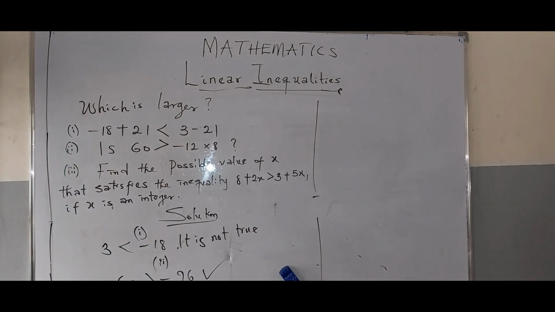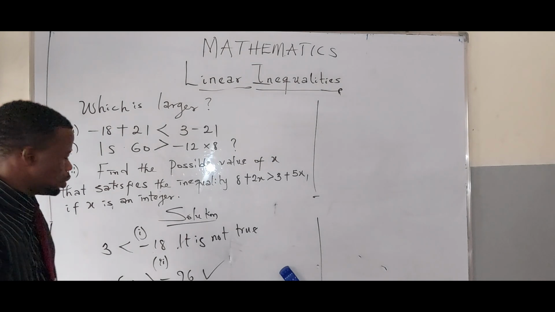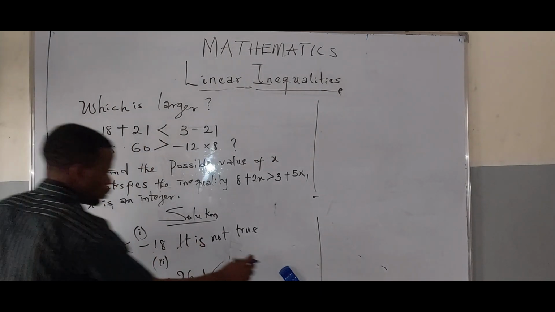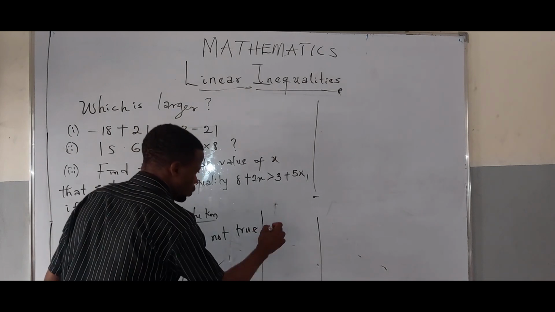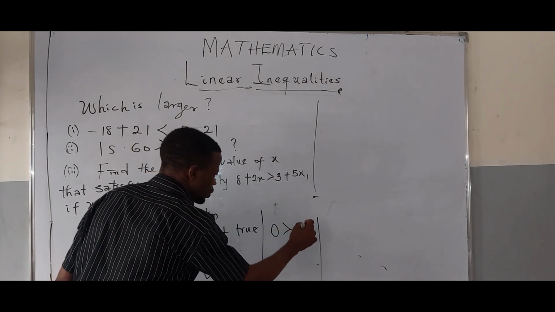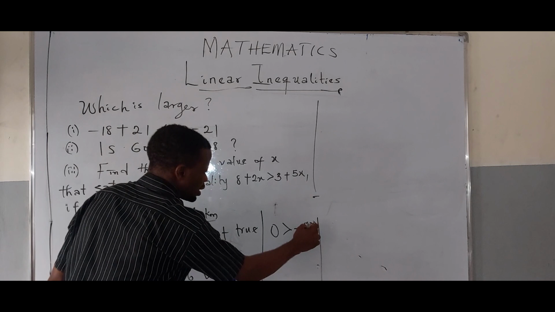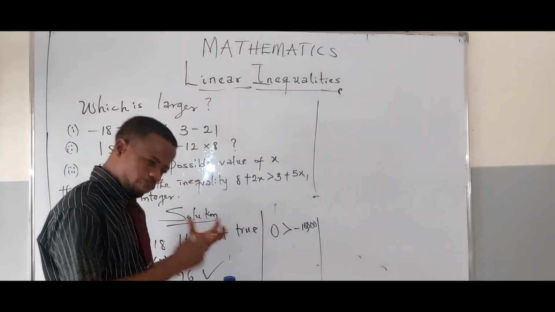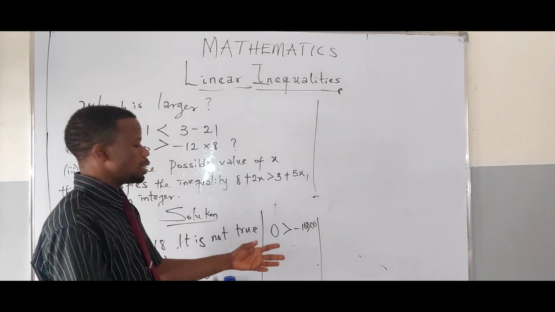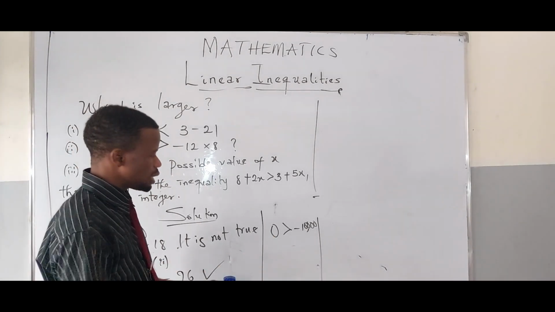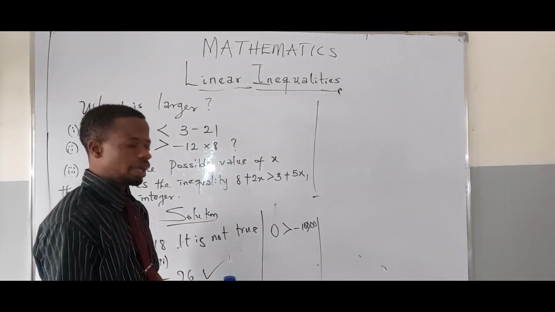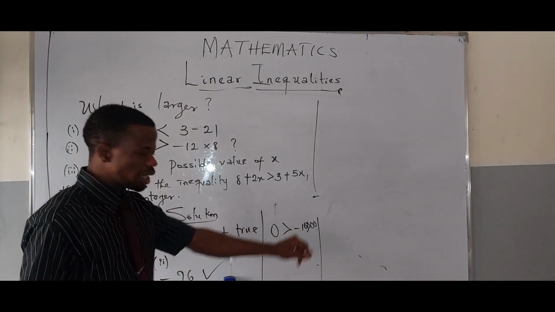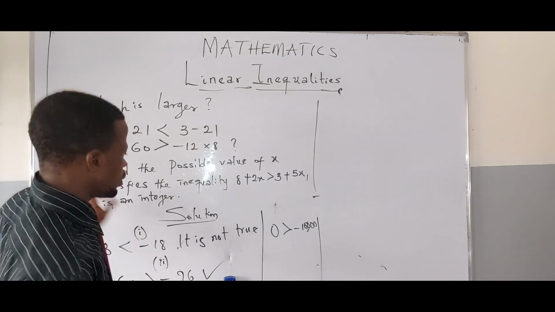60 is greater because 60 is a positive value. This is a negative value. Of course, you should know, even 0 is greater than minus 10,000, because it is not negative. The number at the center of the number line is far greater than the ones at the extreme. Let's go to the last question.